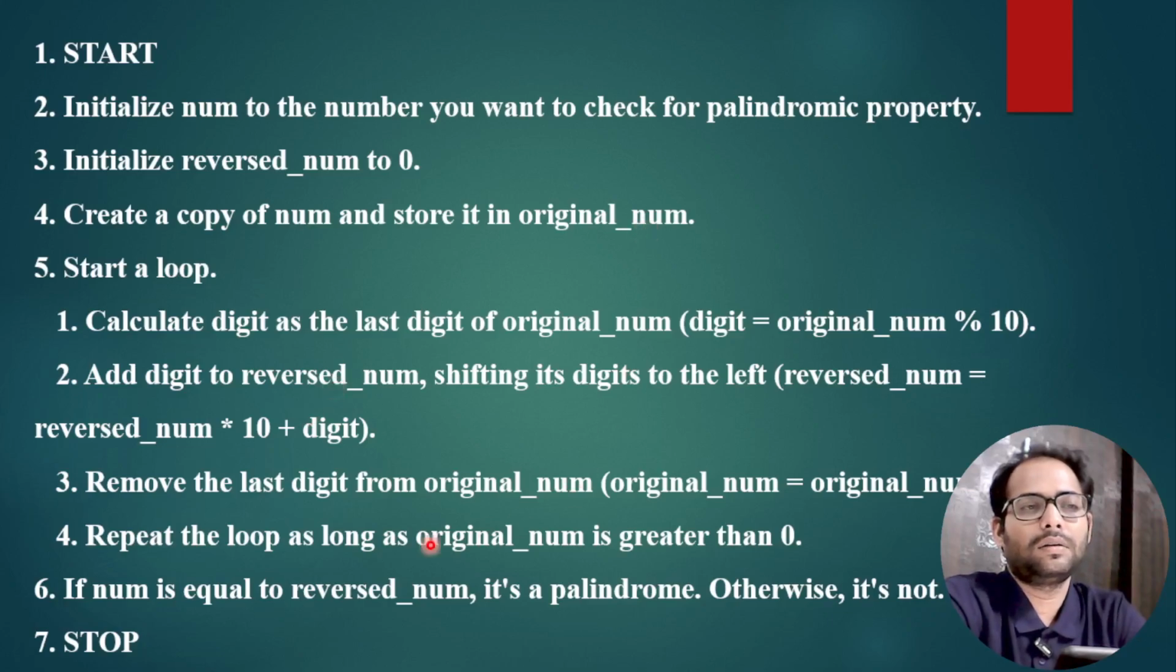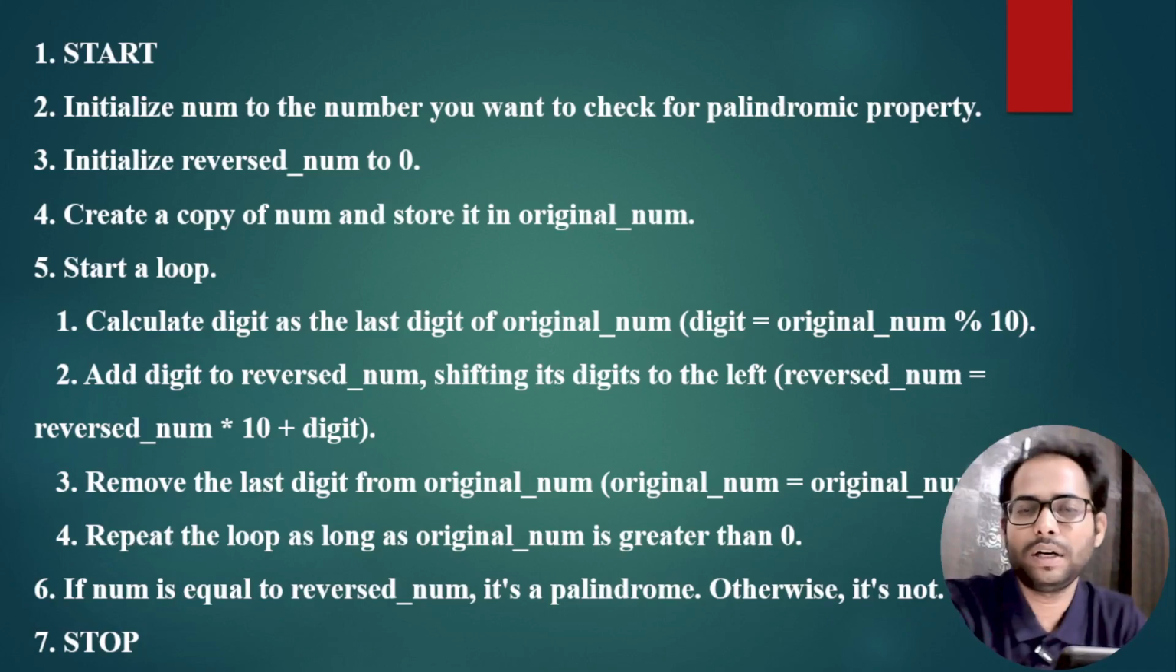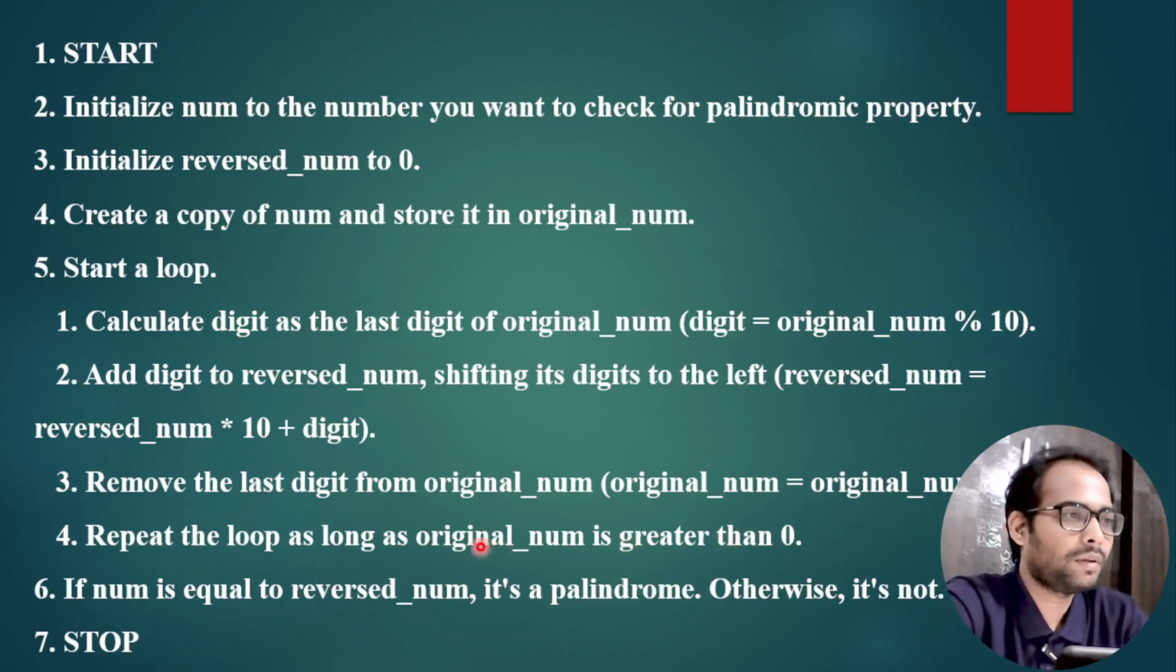Next, remove the last digit from the original number. How to do that? We'll do it with integer division. That means it will give me the quotient value only, the integer value only. So if I take 212 and write 212 double slash 10, then it will be 21 in this case. So I'll store that number now. Then repeat the loop as long as the original number is greater than 0. Till all the digits are removed from the original number by this process, you continue the loop.